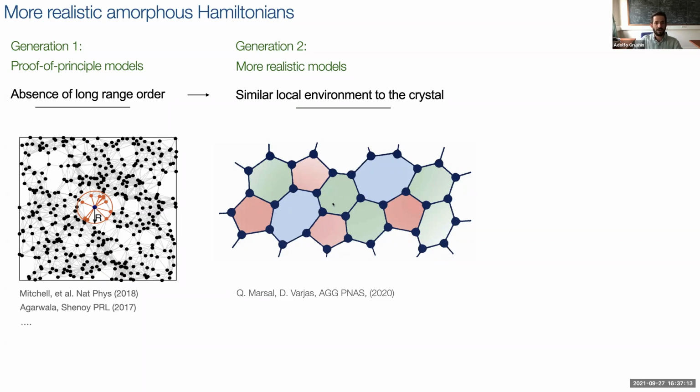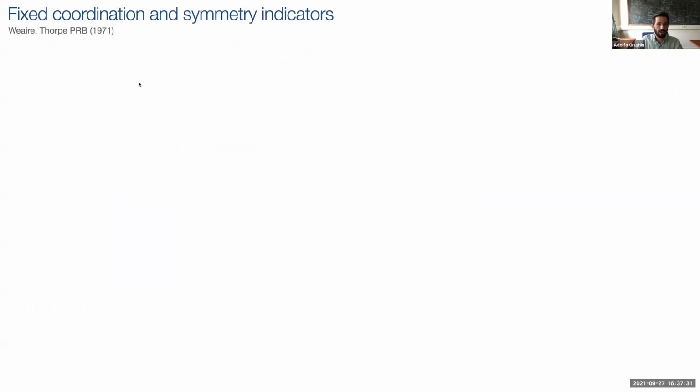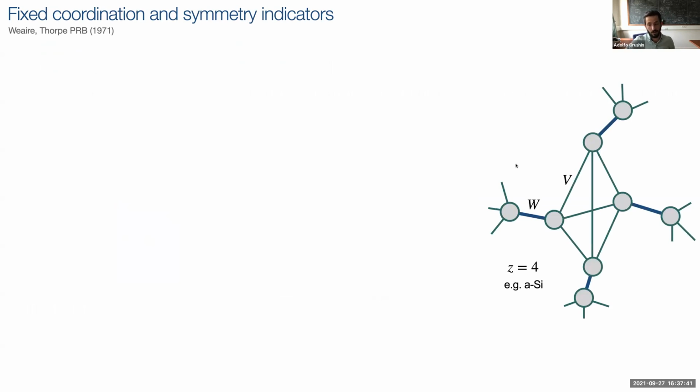And this local environment actually allows you, as I will show in a second, to define some sort of symmetry indicators, just as I was telling you before for crystals, that can help us identify topological phases in an easy way, and also in any dimension, really. So let's see how that works. The idea is old. It's from Thorpe, who studied a lot of amorphous silicon and silicon oxide.